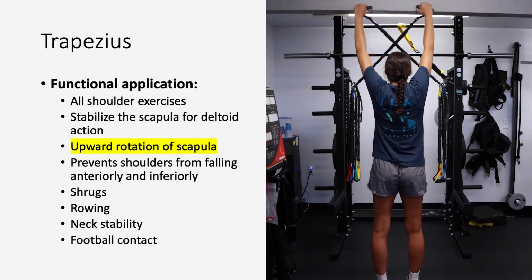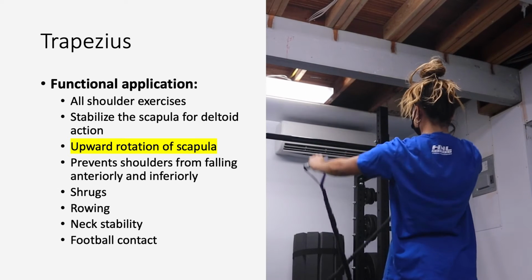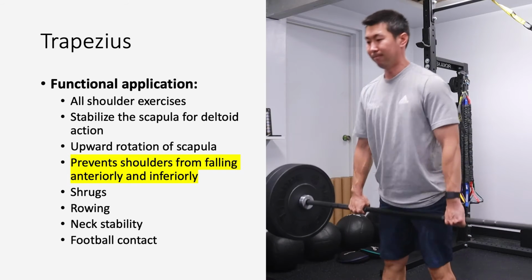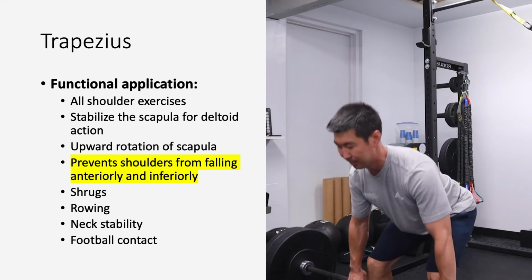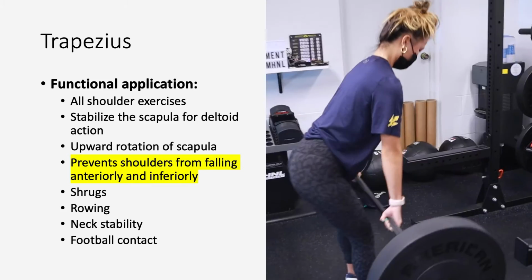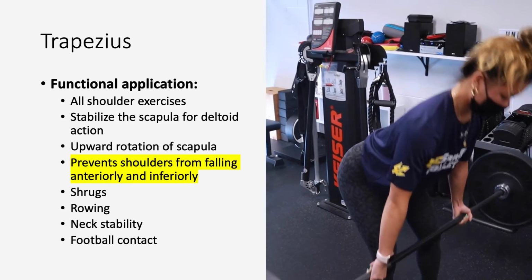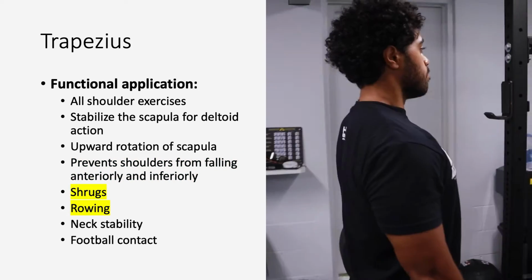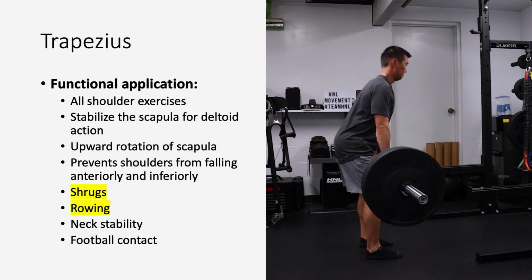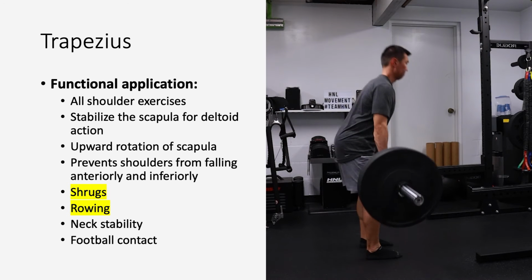It helps with upward rotation of the scapula, especially when you're doing things that involve your arm reaching overhead or above shoulder height. In many lifts, especially when we're holding on to weight, it prevents the shoulder from falling anteriorly and inferiorly because it has that retraction component and that elevation component. You see this primarily in shrugs, in rowing exercises and movements, even in deadlifting, when you need to hold the bar, retract, and keep your shoulder blades in a neutral position.